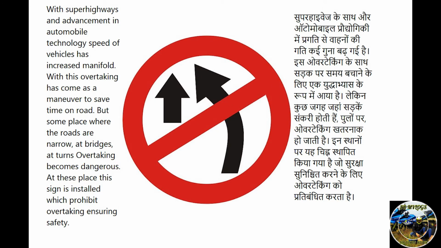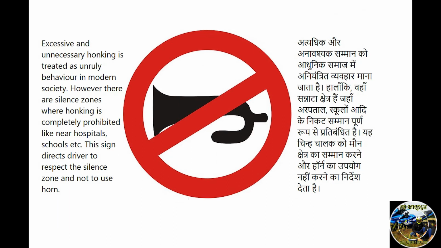With superhighways and advancement in automobile technology, the speed of vehicles has increased manifold. With this, overtaking has come as a maneuver to save time on the road. But in some places where the roads are narrow, at bridges, at turns, overtaking becomes dangerous. At these places this sign is installed which prohibits overtaking, ensuring safety.